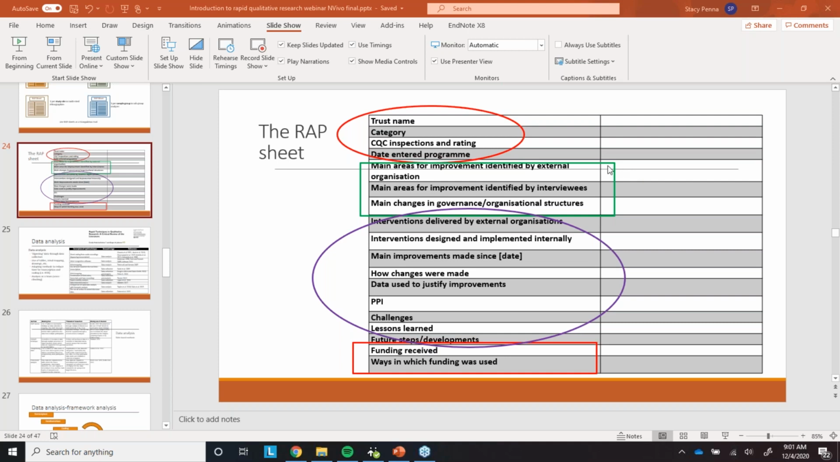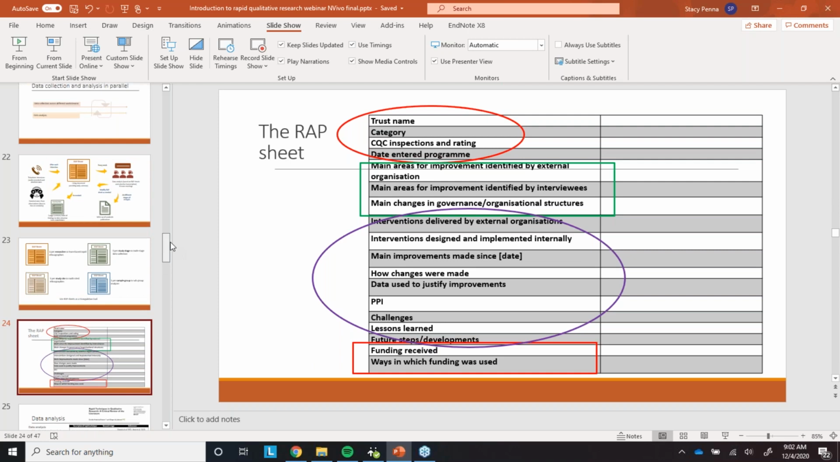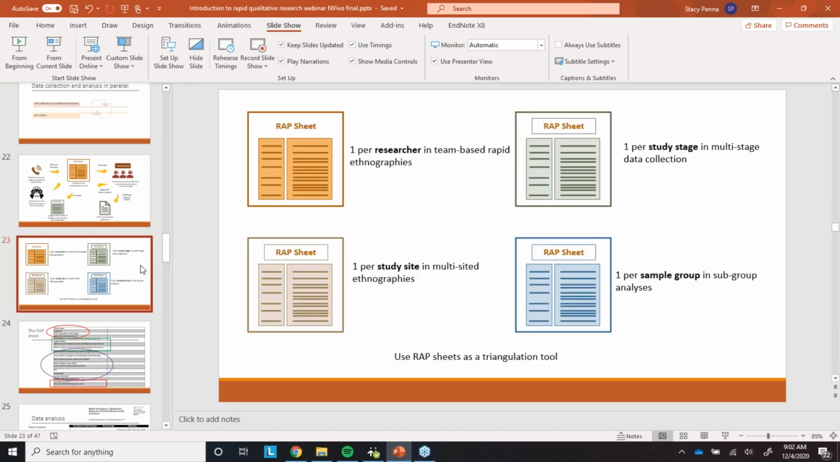Yeah, so for instance, we normally use rap sheets as part of a team. Each team member has their own rap sheets, which is one of the options. Then normally each team member would be responsible for managing that. And then what you would do is during team meetings, you would share findings.